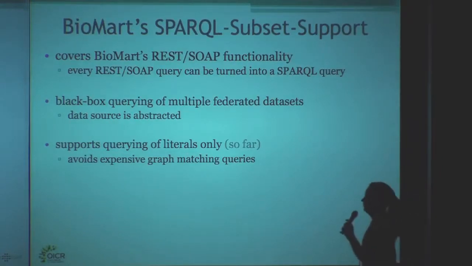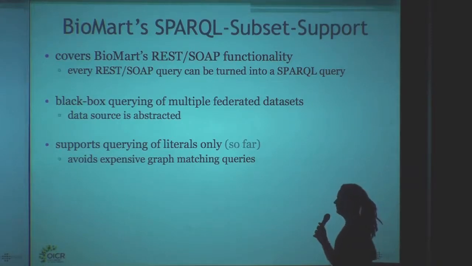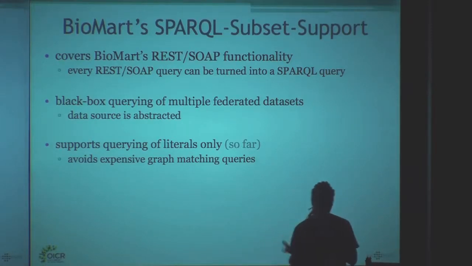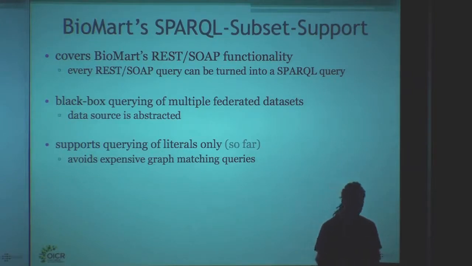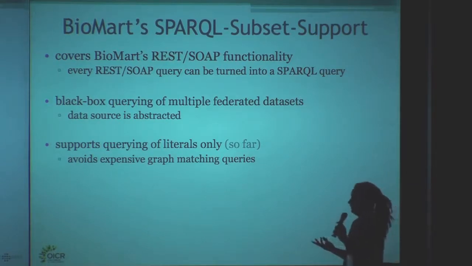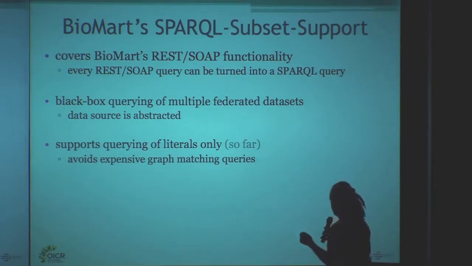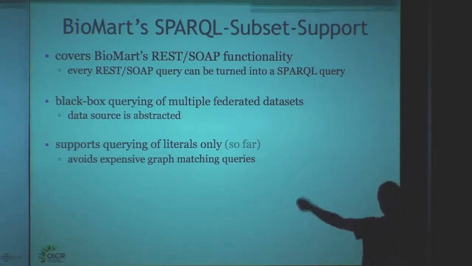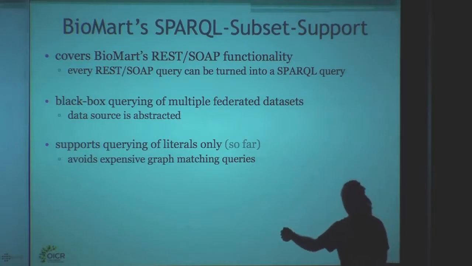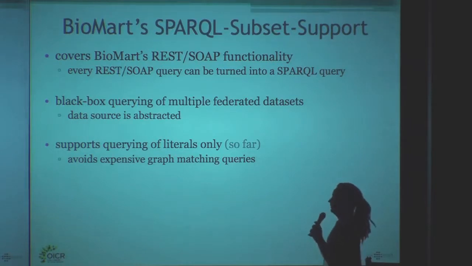So the subset of SPARQL we support is basically, BioMart doesn't allow you to run arbitrary queries like in SQL, right? Because you can formulate queries which are very costly to run. So in BioMart, you can only do certain queries, which means you can ask for certain attributes in your database, which are like columns, and if it's federated, it doesn't matter, you can just ask for these attributes, and you can set certain filters on them, which are constraints. So you can constrain your result set to something small. We support all these queries in a SPARQL subset.